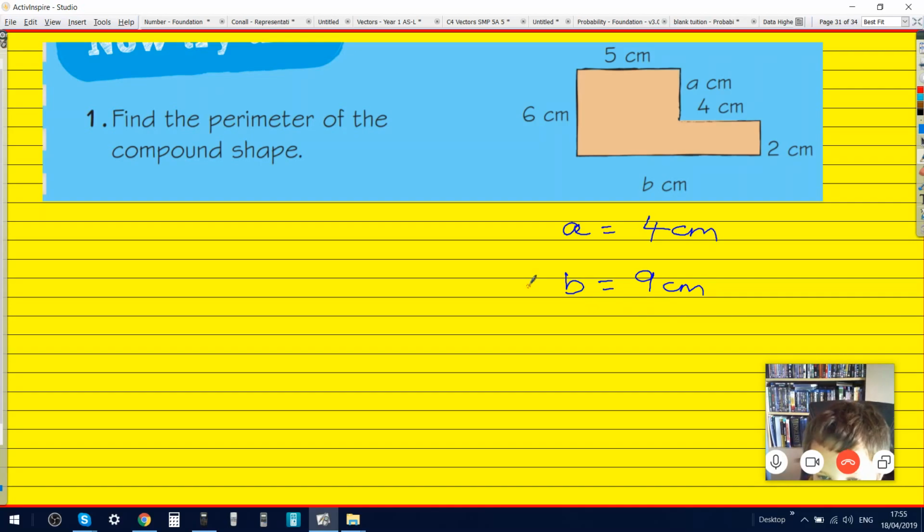So now we can add them up. So 6 plus 5 is 11. 11 plus 4 is 15, and 15 plus 4 is 19. 19 plus 2 is 21, and 21 plus 9 is 30 centimeters. Well done.